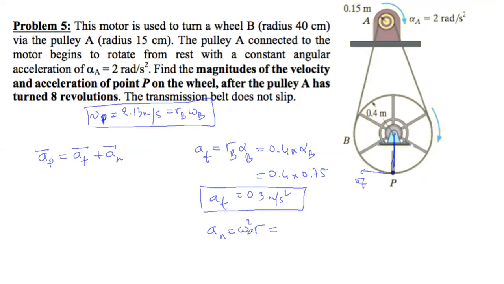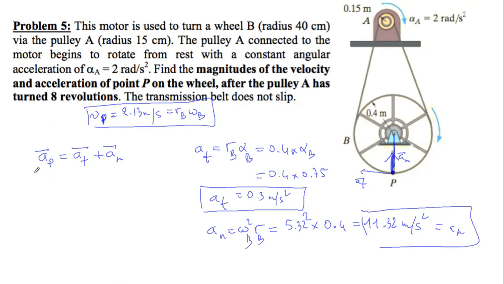So we already calculated omega b squared r b. What is omega b squared? We already calculated omega b is 5.32, squared, times rb, which is 0.4. You do the calculation and you will find 11.32 meters per second squared. And the normal acceleration is the centripetal acceleration toward the center. So this is the normal acceleration.